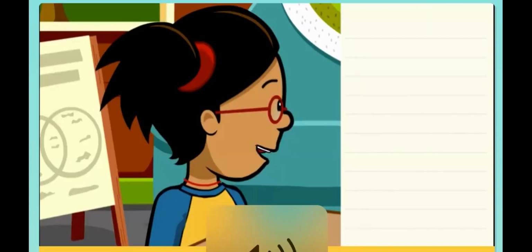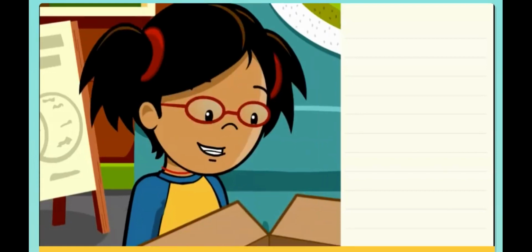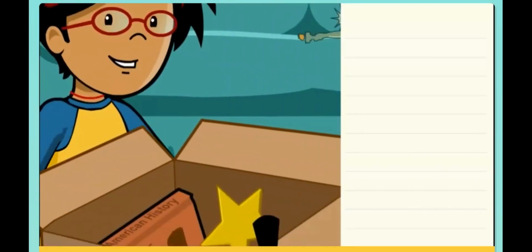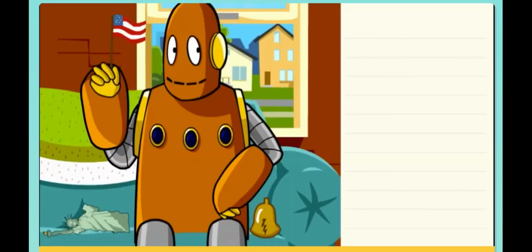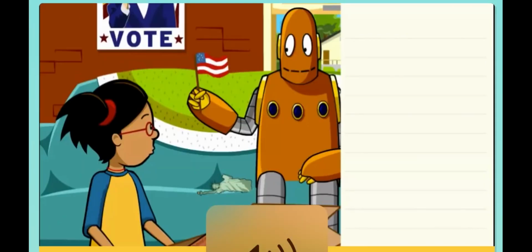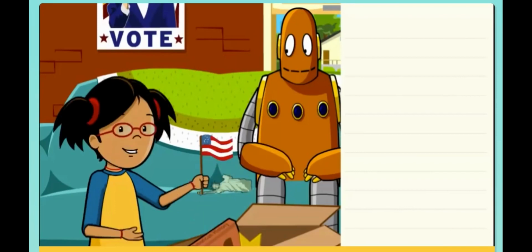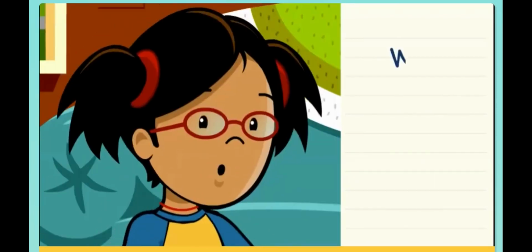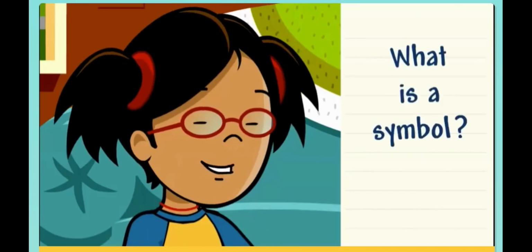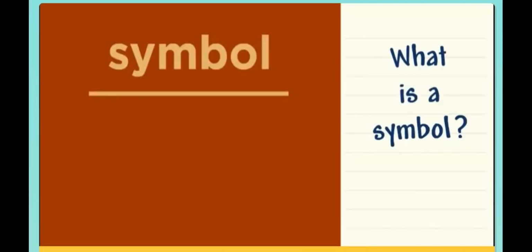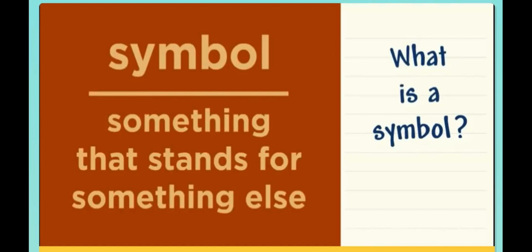It's a present for Jen, my pen pal in China. He's never been to America, so I'm sending him stuff that tells about our country. Good idea, Moby. We should give Jen a flag. It's an important symbol of the United States. What is a symbol anyway? A symbol is something that stands for something else.